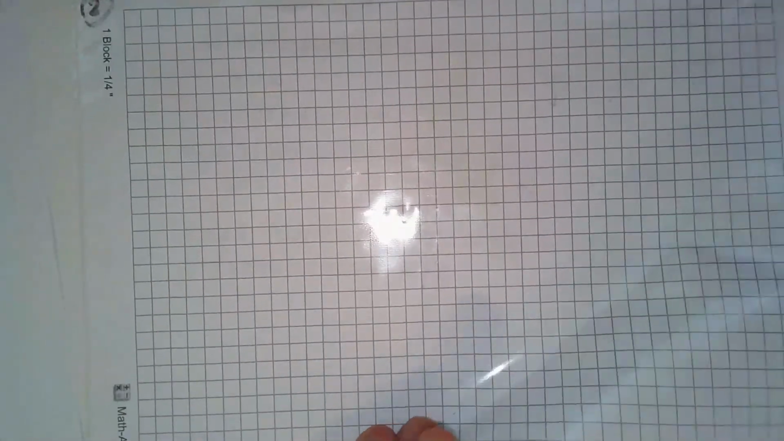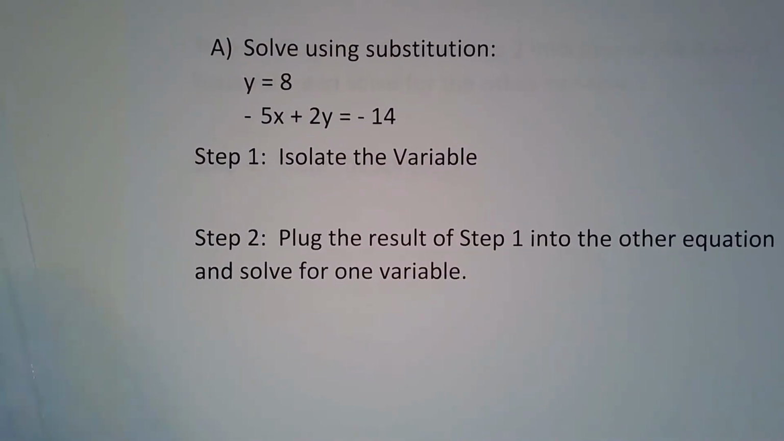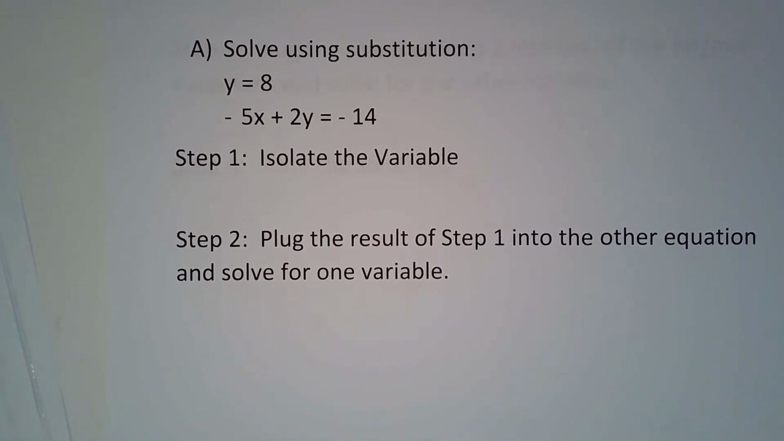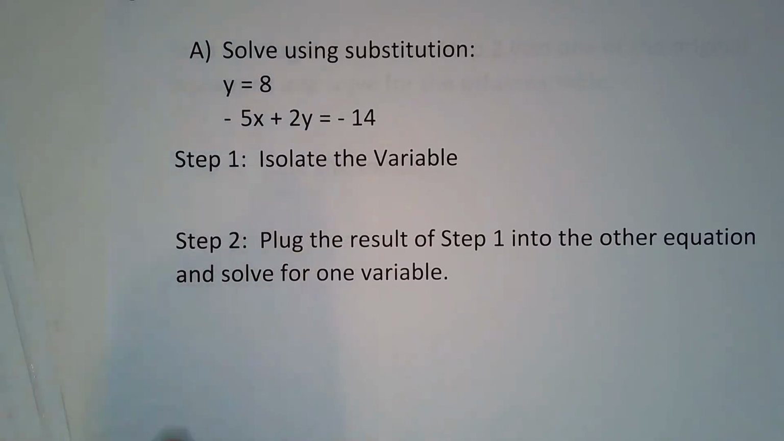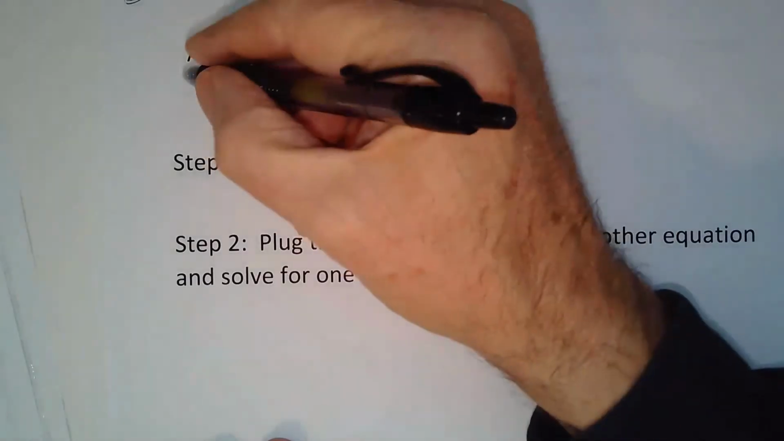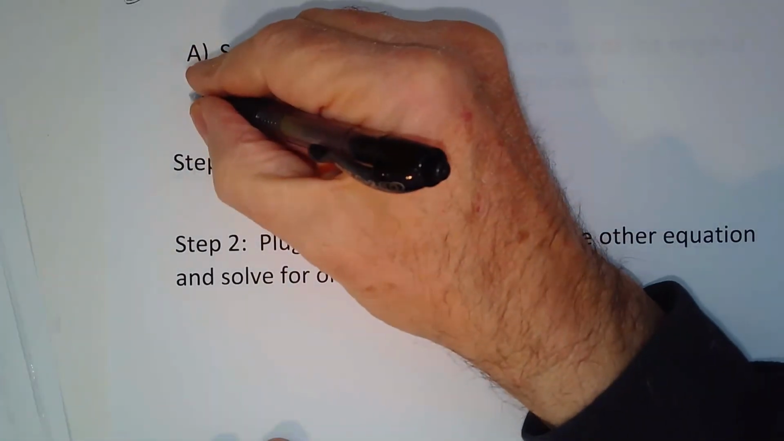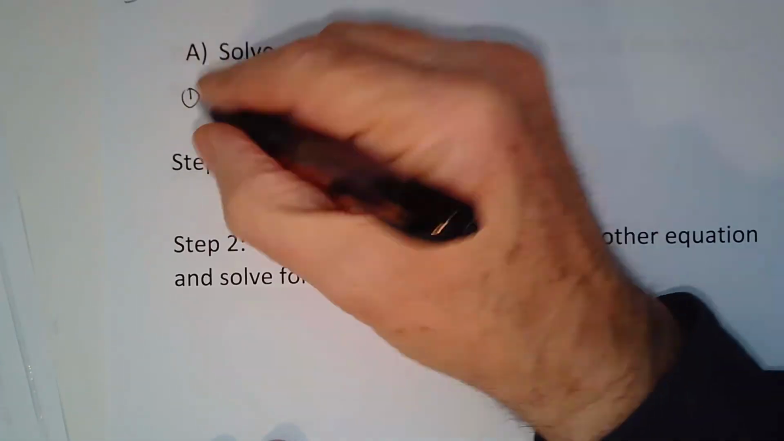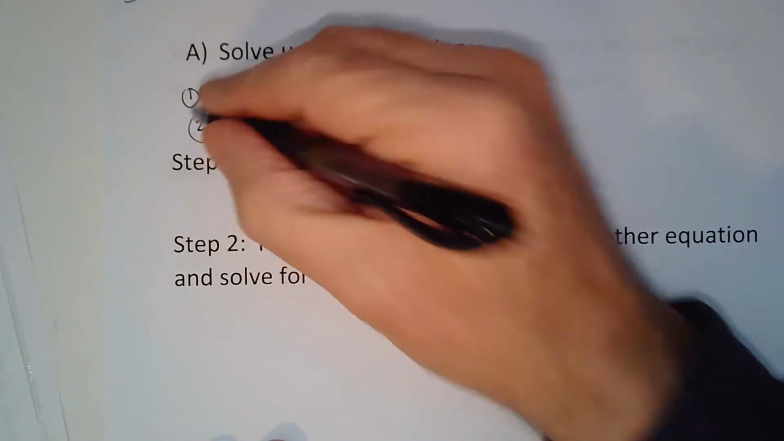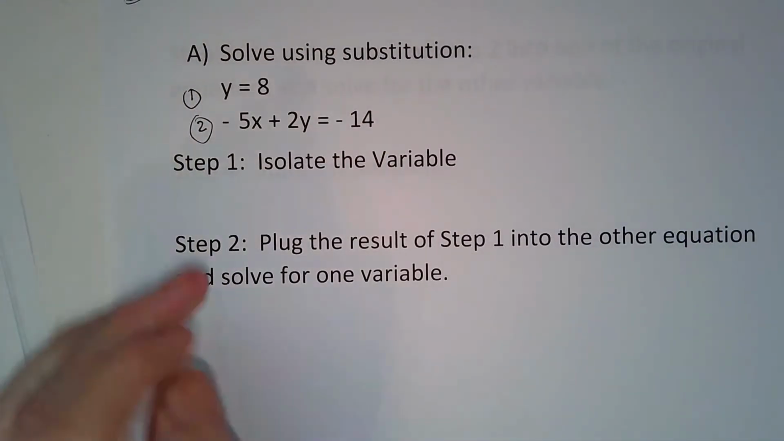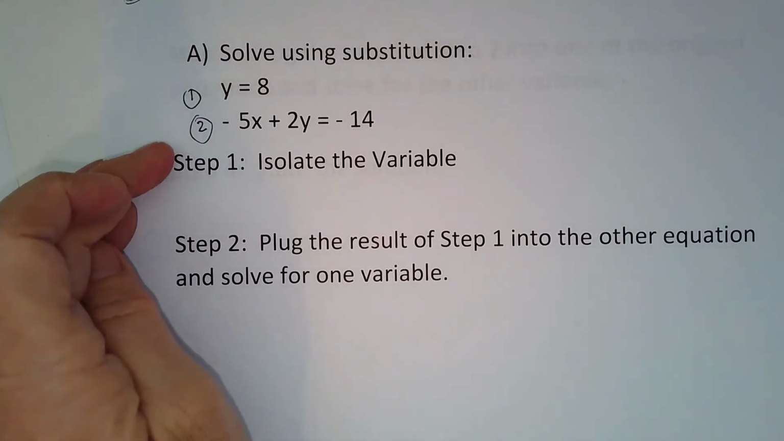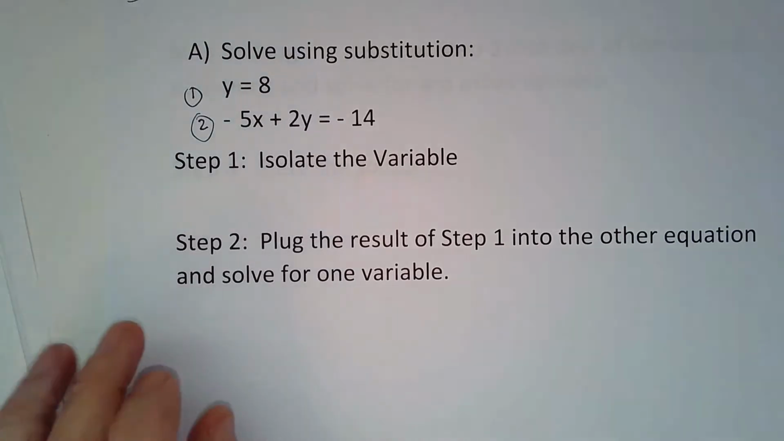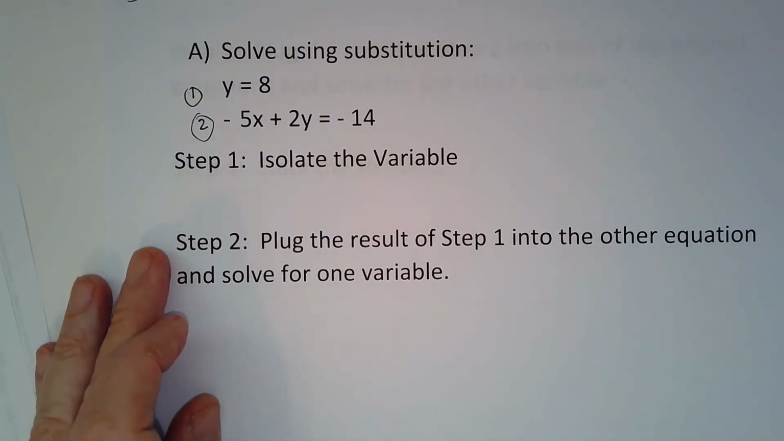Okay, so let's go on to our first problem. So we're going to solve this system of equations using substitution. And what I'm going to do is I'm going to number these equations. So the first one, y equals 8, is going to be equation 1, and the second one, negative 5x plus 2y equals negative 14, that's going to be our equation 2, and we're going to use those numbers again as our trail of breadcrumbs so that we don't lose track of what we're trying to do. All right.